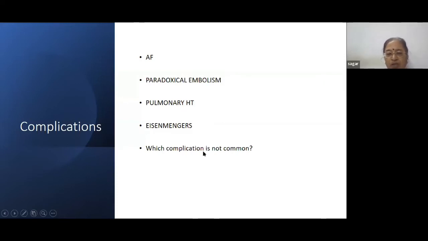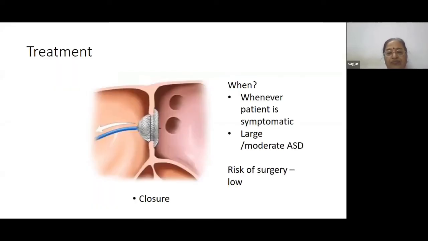Which complication is not common? That I think all of you will answer, which is infective endocarditis. Infective endocarditis hardly occurs in an ASD because there is no jet. There is nothing to come and damage the endocardium. So that is why infective endocarditis is a highly uncommon complication in an ASD because there is no jet, there is nothing damaging the endocardium.